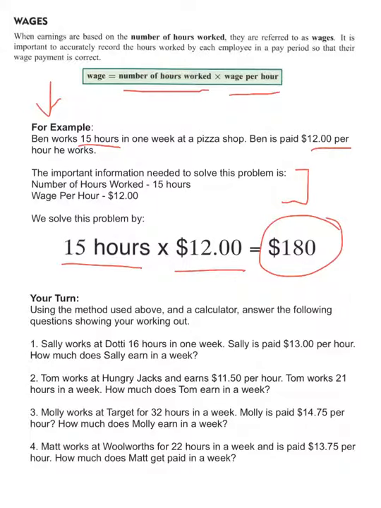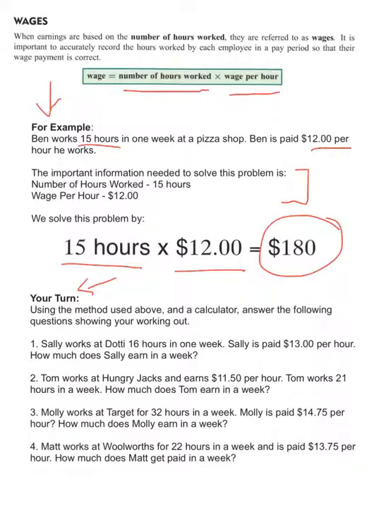What I would like you to do now is it's your turn, okay? Underneath this section, there are 4 questions that I want you to answer. You need to, on a piece of paper or in your book if you have one, use the method that I've used above, okay? And you can use a calculator. It doesn't have to be written out or done in your head. I want you to use the calculator and answer the following questions showing your working out.